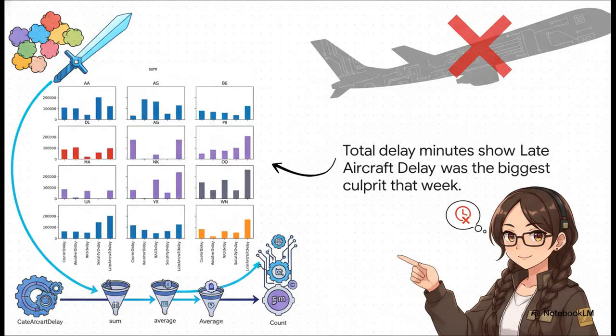So we take just that one bad week, and we split the data again, but this time by the type of delay. We apply a sum function to get the total minutes for each category, and boom! Look at that bar on the far right for nearly every single airline. Late aircraft delay. That is, without a doubt, the overwhelming culprit.